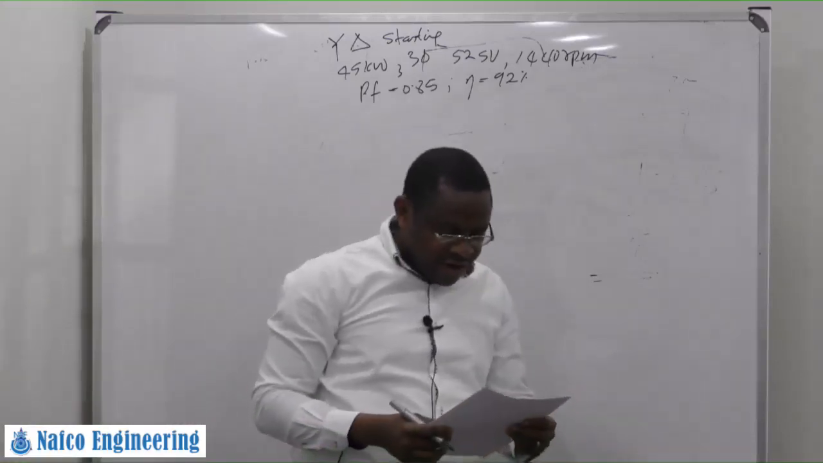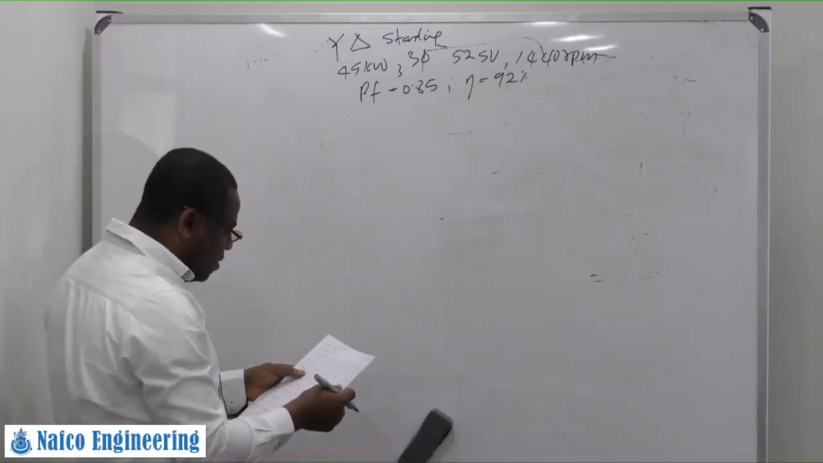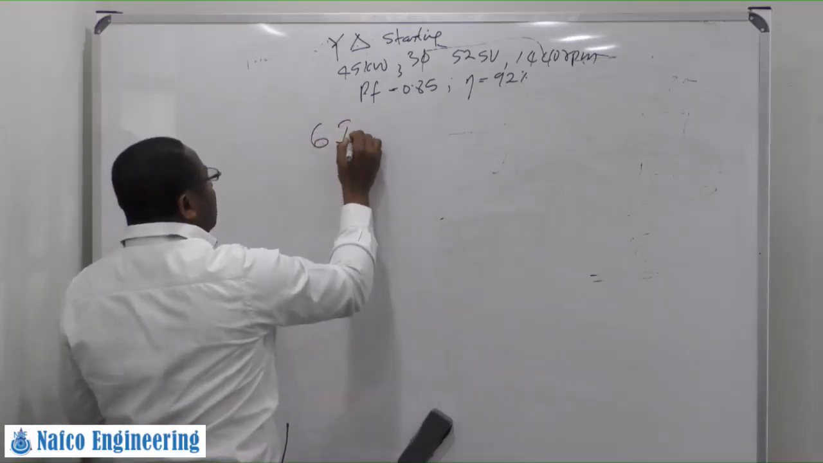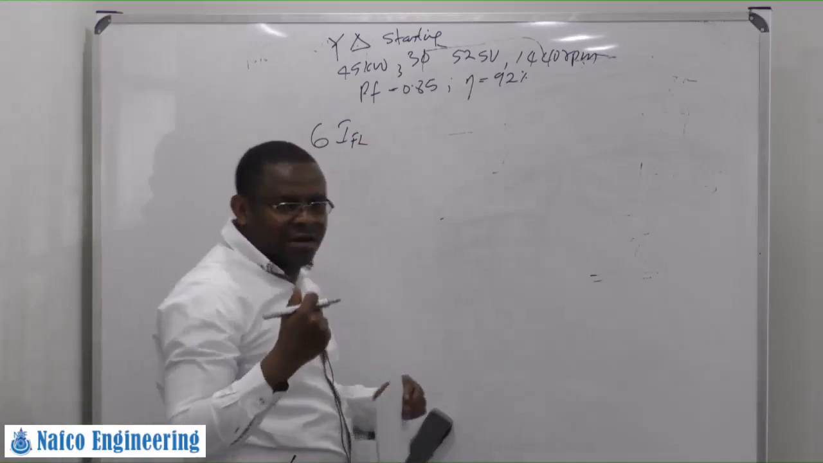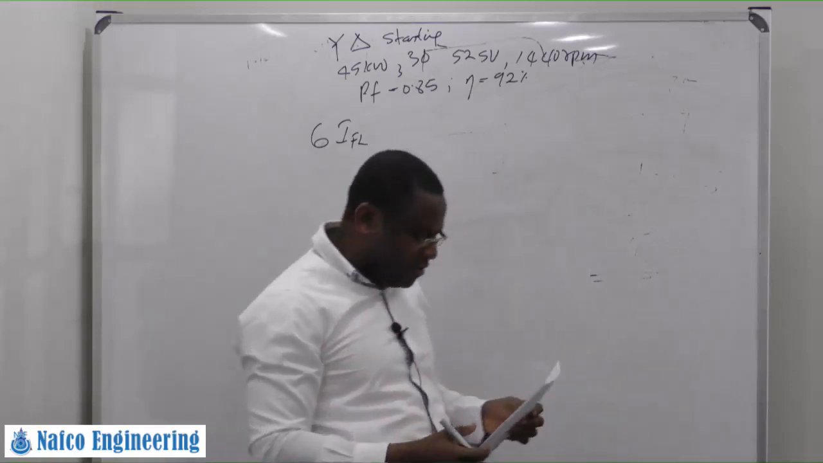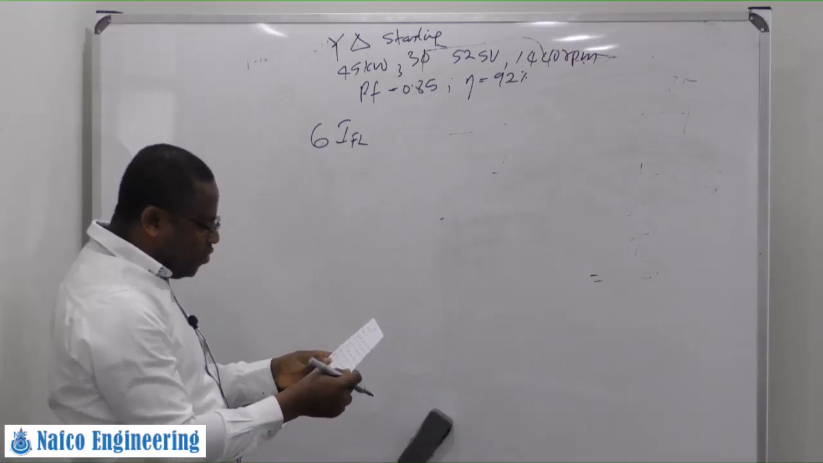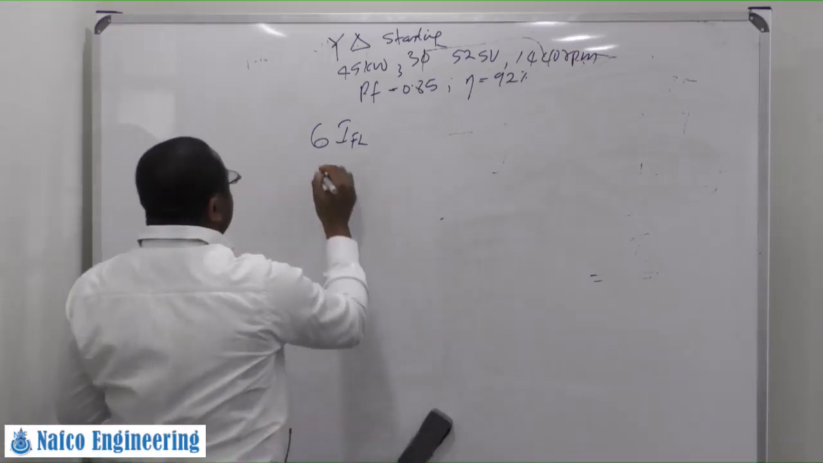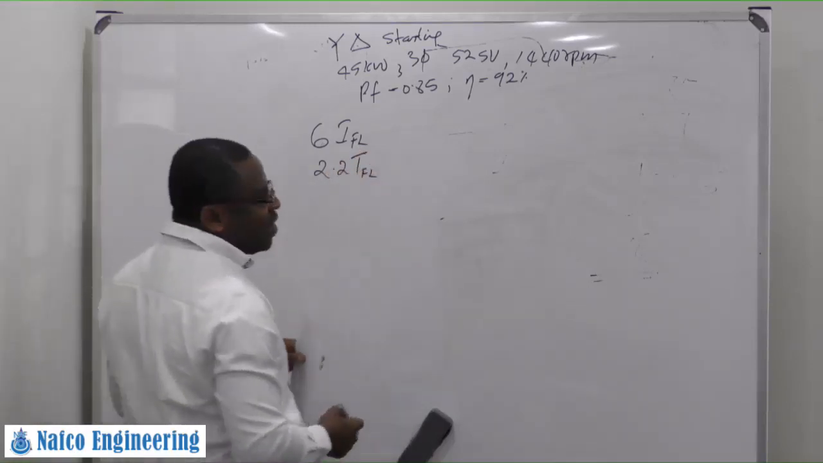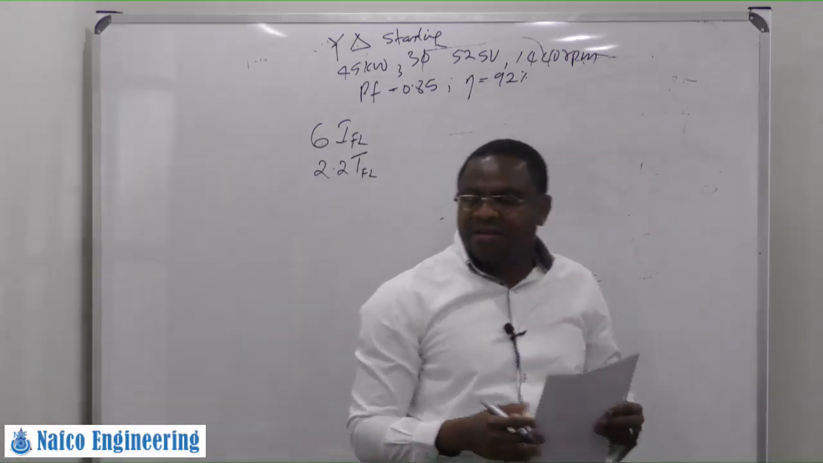Right, now the question says the motor draws 6 times its full load current on starting, 6 times I full load. As we said, if you start a motor direct online, it draws a very high inrush current, 6 times its full load running current, and produces 2.2 times its full load running torque. This is on direct online starting.